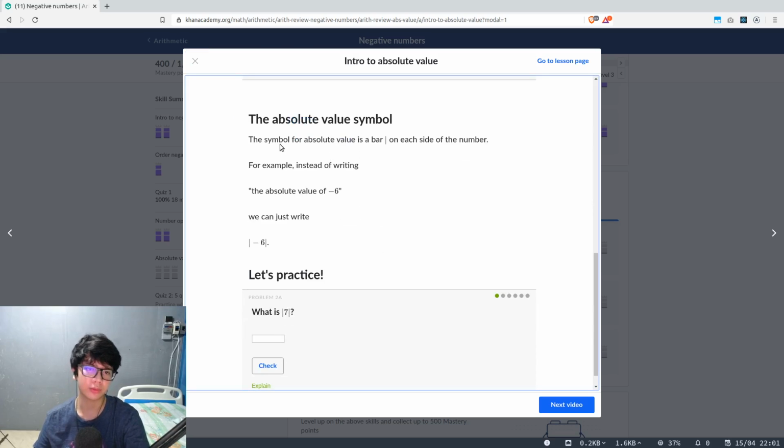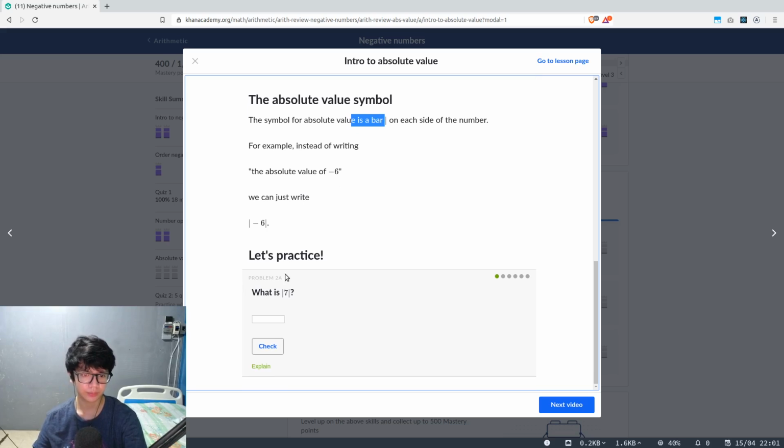The absolute value symbol is a bar on each side of the number. For example, instead of writing the absolute value of 6, you just write it with the bars.